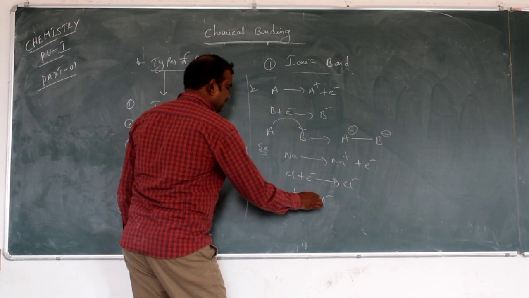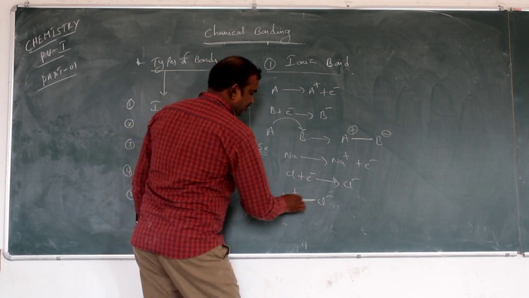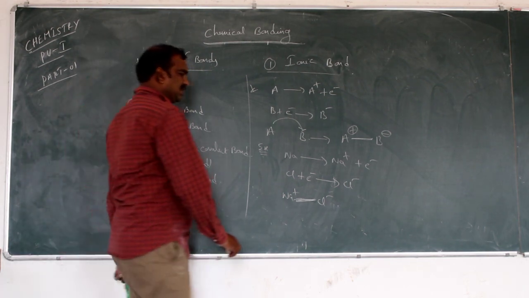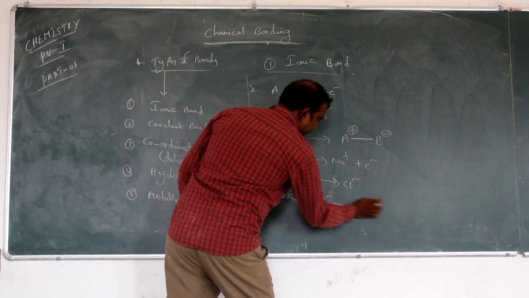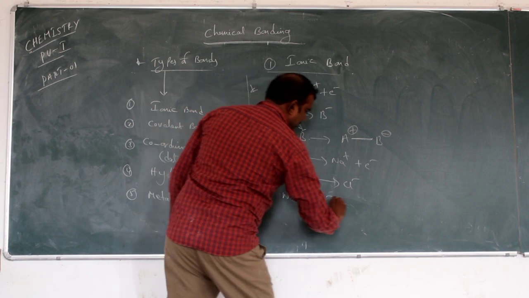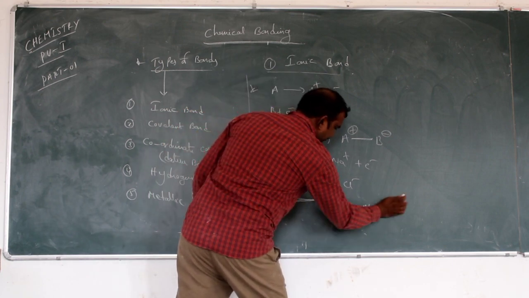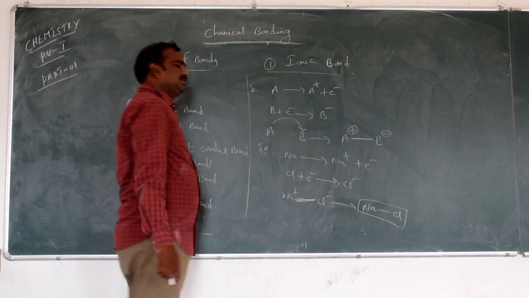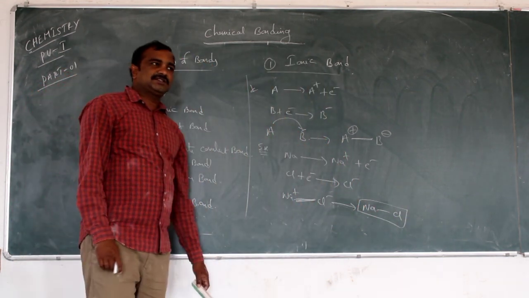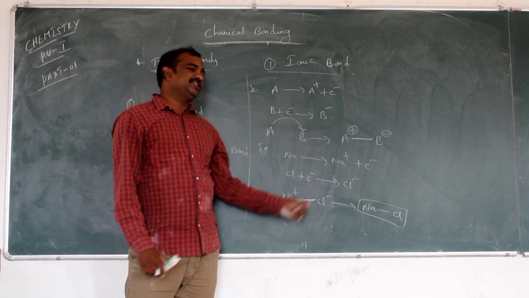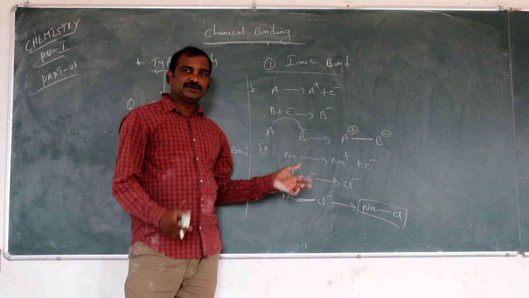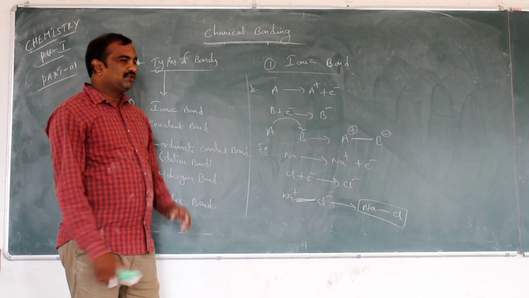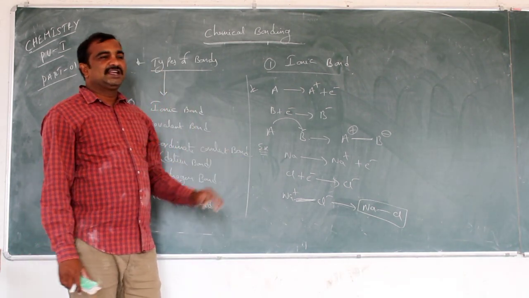This is one cation and this is anion. So the bond formed between two ions is called an ionic bond. The bond is formed like this, and the molecule is formed like this: NaCl. So there is a transfer of electrons. One loses electrons and the other gains electrons. Due to that, the bond is formed. The bond is called an ionic bond. The best example for an ionic bond is NaCl.